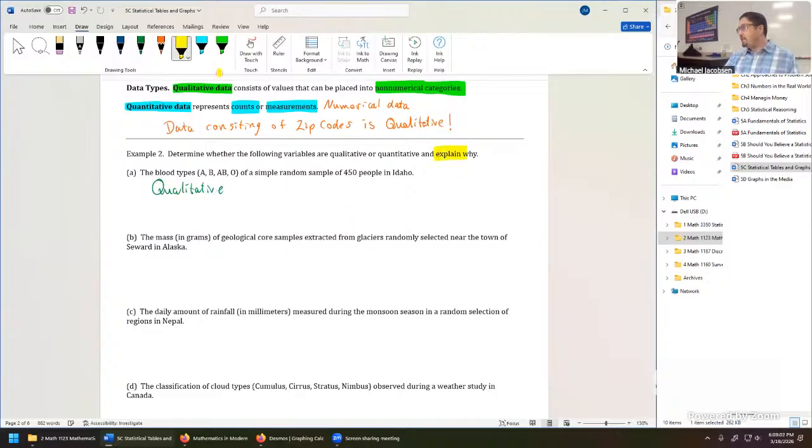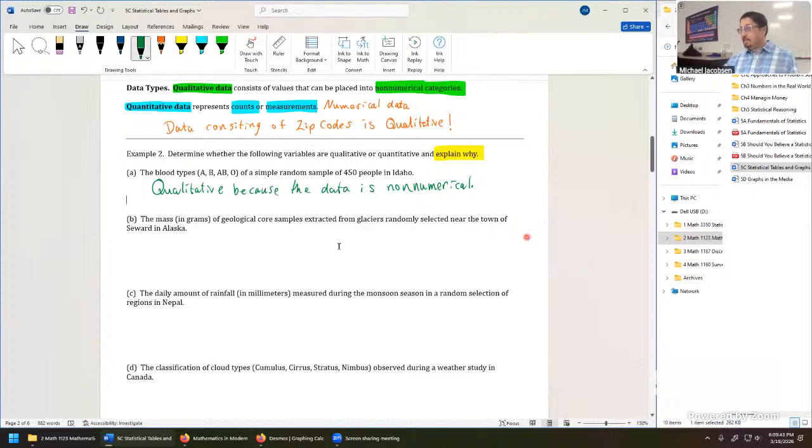We also need to explain, but the explanation for this is going to be really brief. You don't have to say a whole lot. You could say qualitative because the data is non-numerical. And really not a whole lot more to say. You could say it's qualitative because the outputs are just categorizing all of the people in the sample according to 4 different blood types. But you could also just say very briefly, non-numerical data, and that's a good giveaway. We're looking into qualitative data.